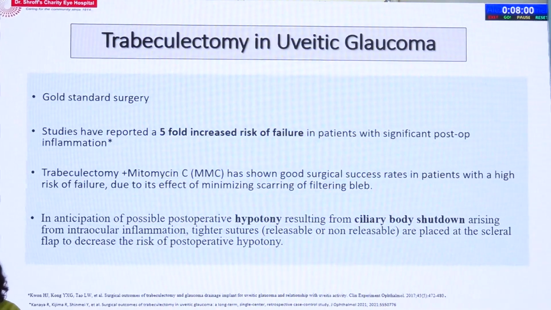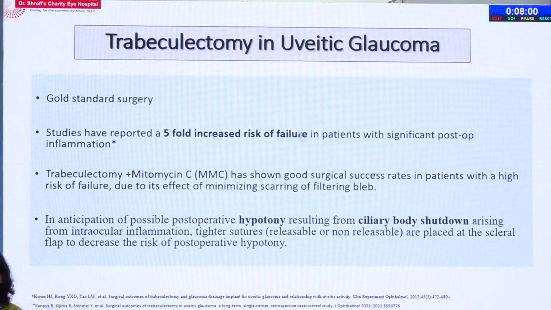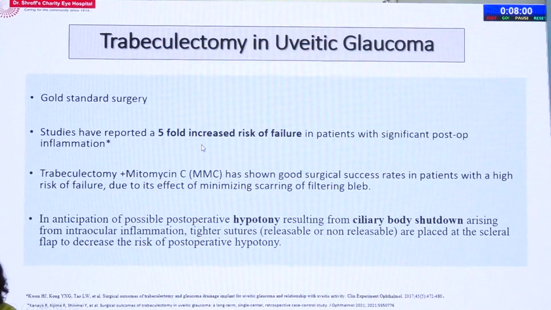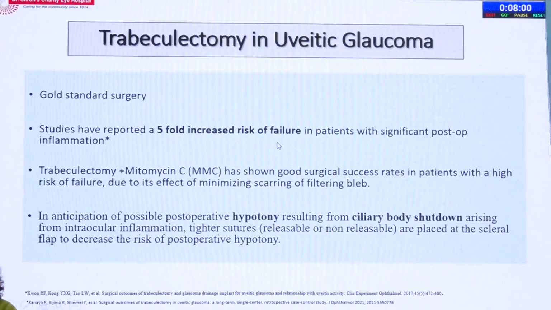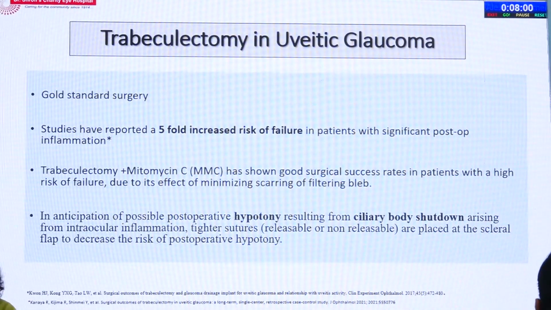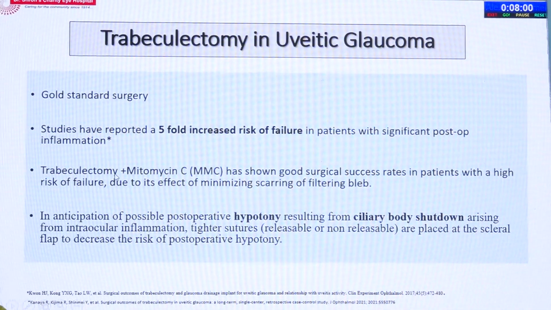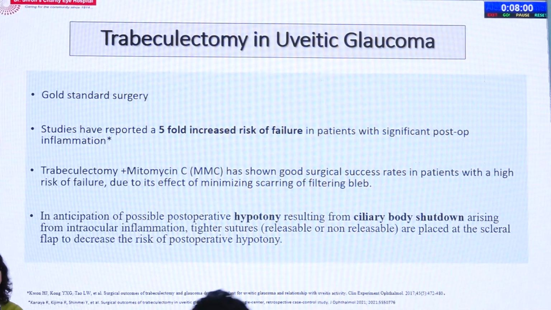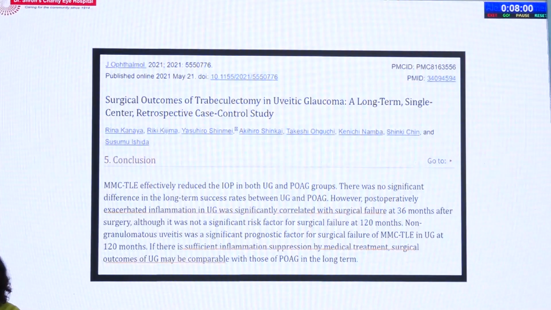So trabeculectomy is considered to be the gold standard for uveitic glaucoma. Studies have reported that there is a 5-fold increase in the failure of trab if there is significant perioperative inflammation. That brings us to emphasize the need to control inflammation. We always use mitomycin C to increase our chances of success, and since in these patients with uveitis there can be a compromised ciliary body and chances of hypotony, releasable sutures and tight sutures are what is required to prevent hypotony.